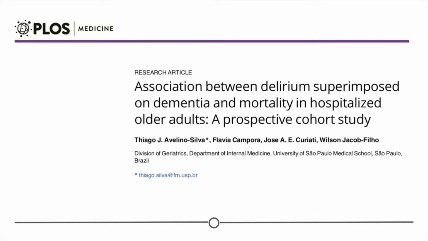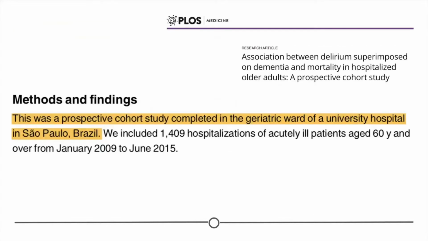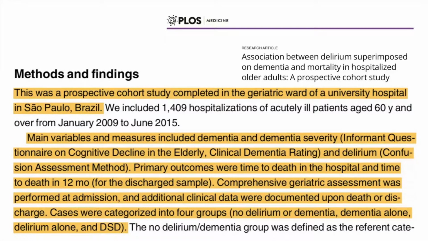Again, we can quickly find the study design in the methods section of the abstract, and also conveniently the title. This was a prospective cohort study completed in the geriatric ward of a university hospital in São Paulo, Brazil. Reading further, we can pull out key words to determine the exposure and outcome of interest here. So you see the methods section reads, main variables and measures included dementia and dementia severity and delirium. And you can see the tools that were used to measure these outcomes and variables indicated there in the text.